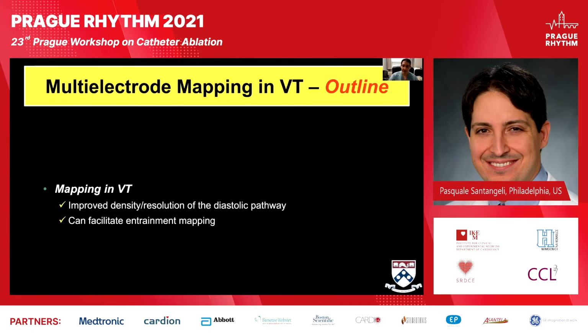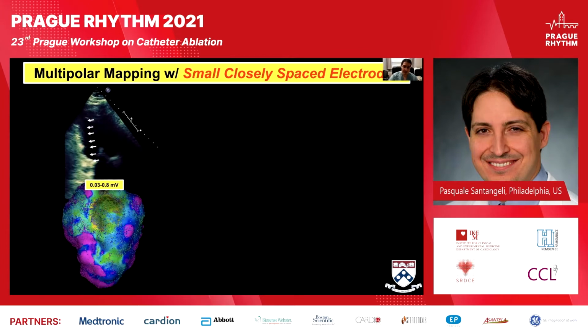Multipolar catheters have definitely also changed the way we map during VT. The benefits extend to an improved density and resolution of electrograms at the level of the diastolic pathway, and also to facilitate entrainment mapping.